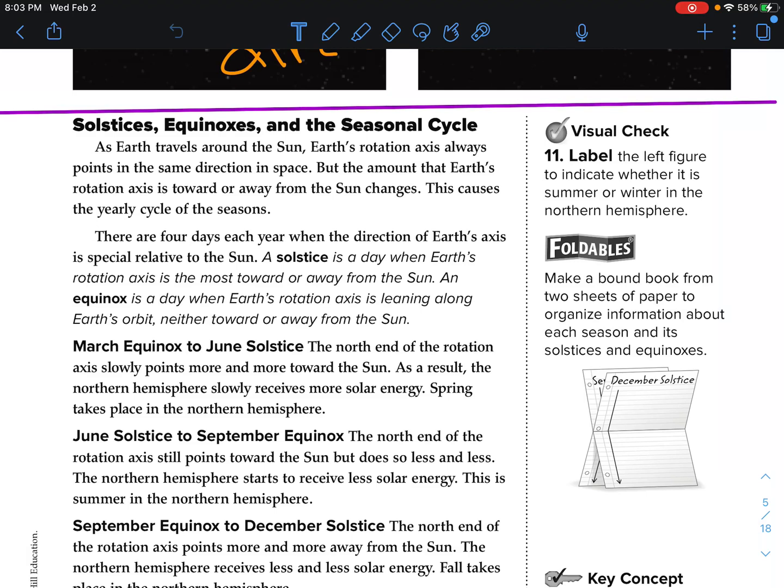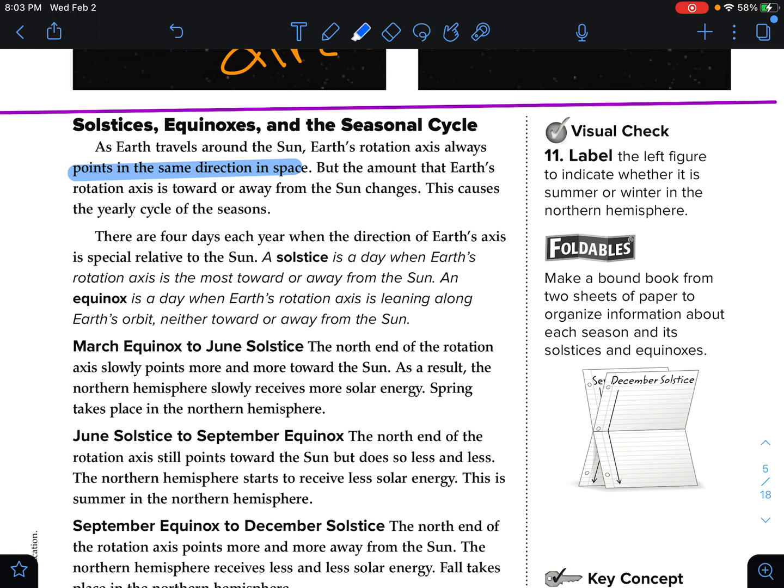All right, back to finish up this chapter 6, lesson 1, solstices, equinoxes, and the seasonal cycles. As Earth travels around the sun, Earth's rotation axis always points in the same direction in space. Let's go ahead and highlight that. But the amount that Earth's rotation axis is toward or away from the sun changes. This causes the yearly cycle of the seasons.